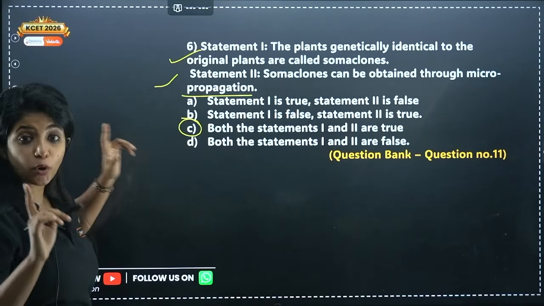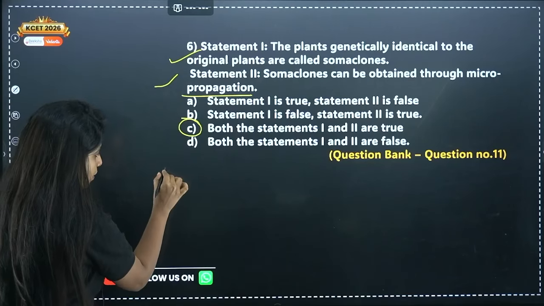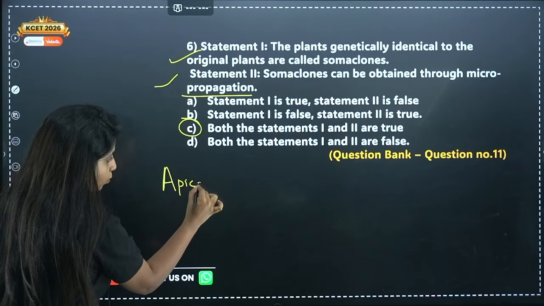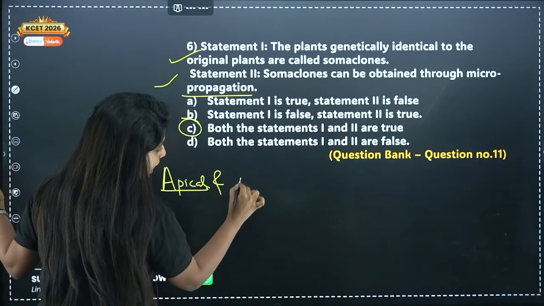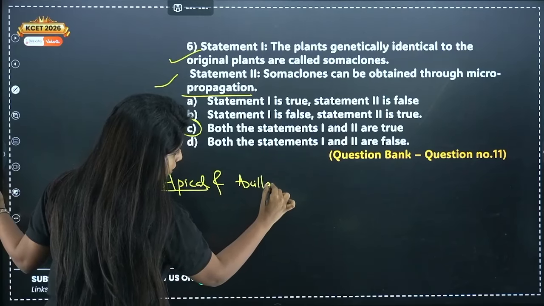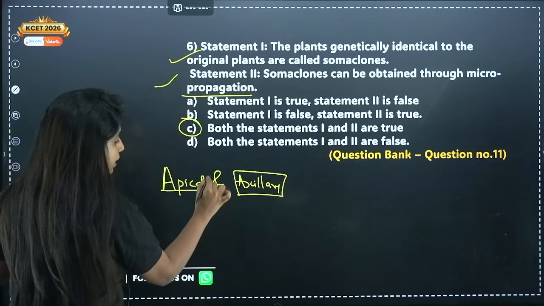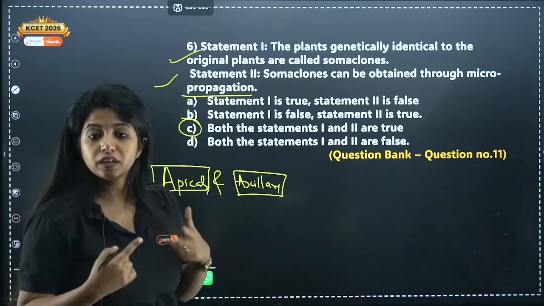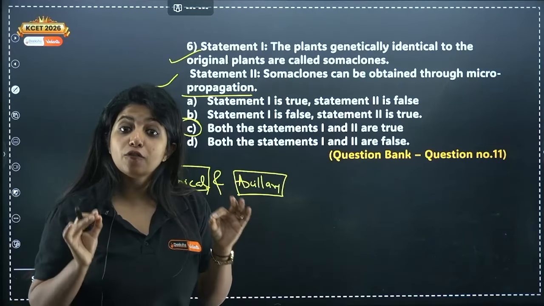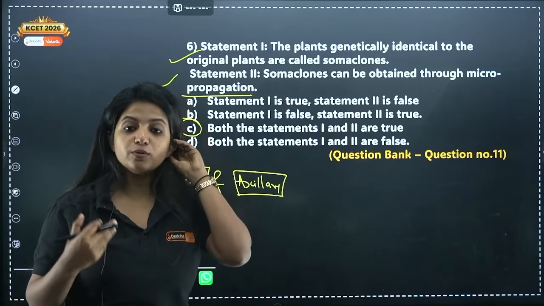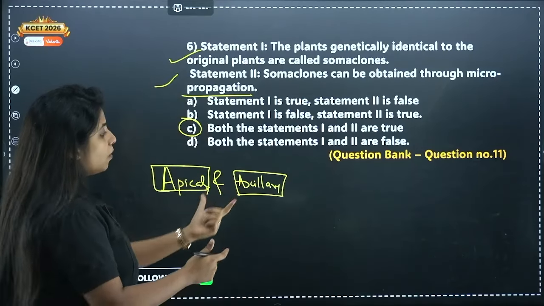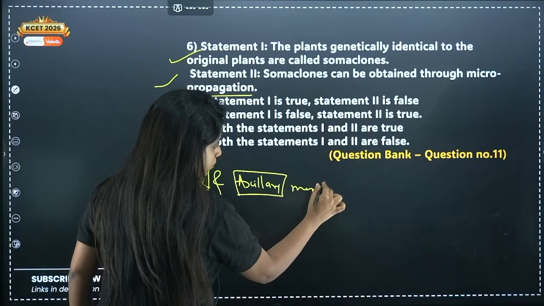And in tissue culture, always remember, I'm telling you again and again, only the apical and axillary meristem part are being taken. Meristematic cells are taken. Why? Because they have a potential to divide very, very fast. And they are free of viruses. If at all you want to produce virus-free plant, you take the apical or axillary meristem.